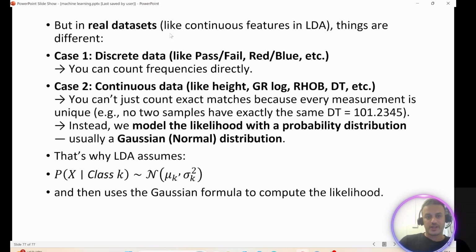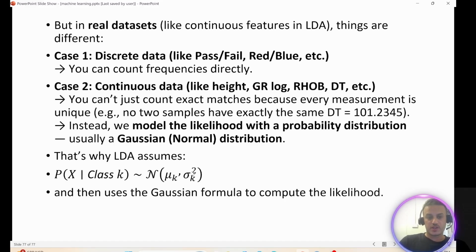So in real life, with continuous features in LDA, things are different. Discrete data like bass, fill, red, blue, etc., you can count the frequency directly. Continuous data like height, gamma ray, log, density, etc., you cannot just count exact matches between every measurement. It is unique; no two samples have exactly the same value. Instead we model the likelihood with a probability distribution, usually a Gaussian normal distribution.